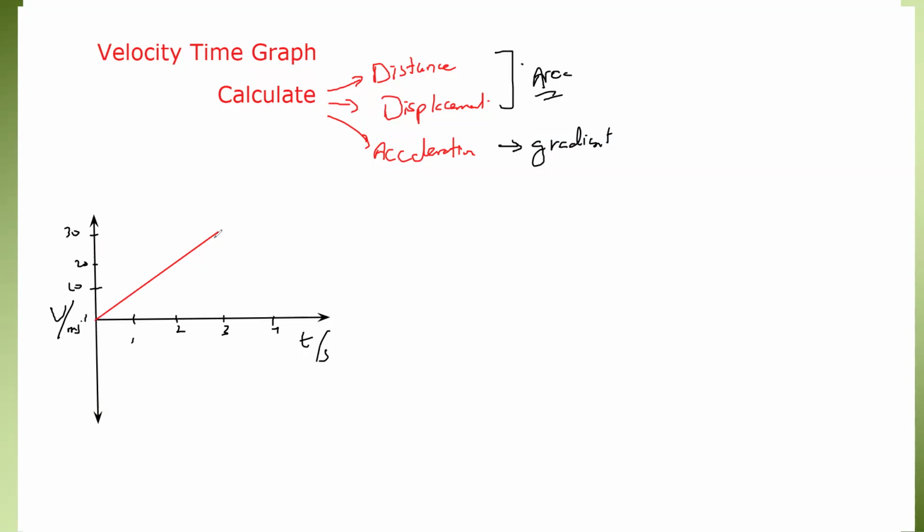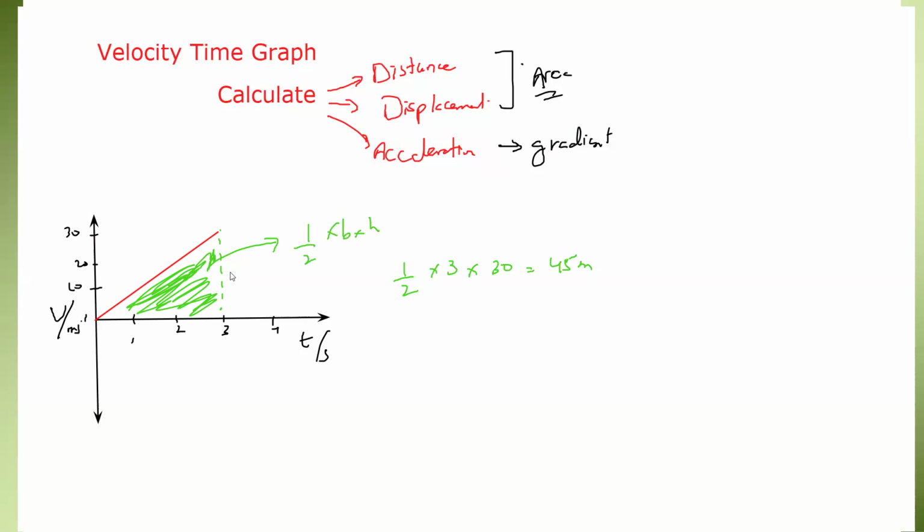If we want to calculate the distance traveled or the displacement, in this case we just take the area under the graph. Because it is making a triangle, the area under the graph will be half base into height. What is the base here? 3. And the height? 30. So half times 3 multiplied by 30, that is 90 divided by 2, we got 45 meters.